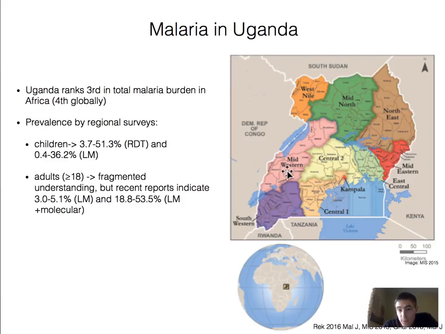Most studies in Uganda have been done on malaria in children, because children, especially young children, bear the brunt of malaria-associated morbidity and mortality. Therefore, data on adult malaria are actually quite fragmented.